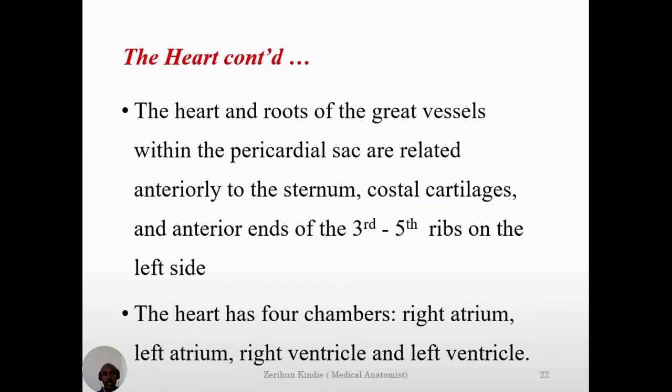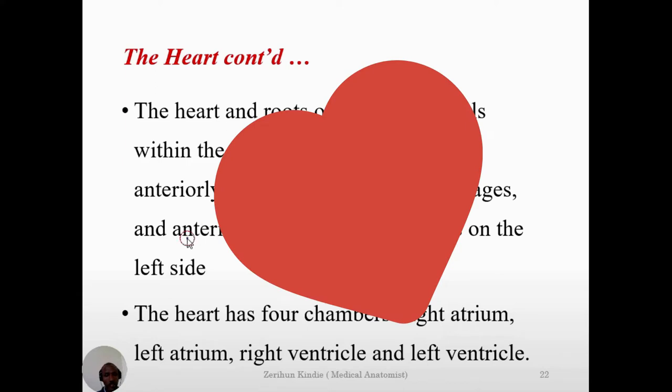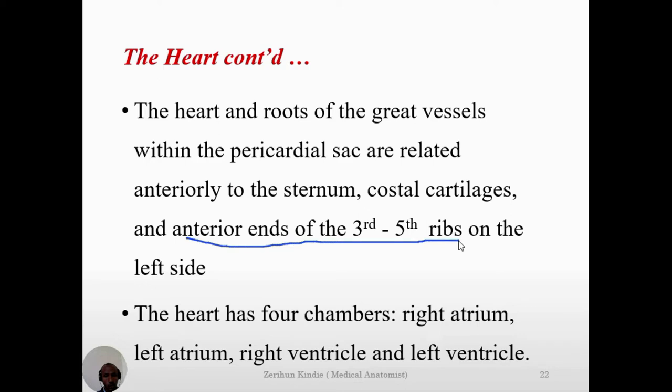The heart and the root of the great vessels within the pericardial sac are related anteriorly to the sternum, the costal cartilages, and the anterior end of the third to fifth ribs. So when we see the structures related to the heart and the root of the great vessels, the sternum is mainly found anterior to the heart, and the costal cartilages also, as well as the third up to fifth ribs. They are found anterior to the heart.